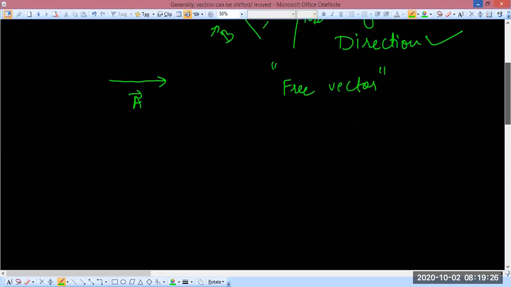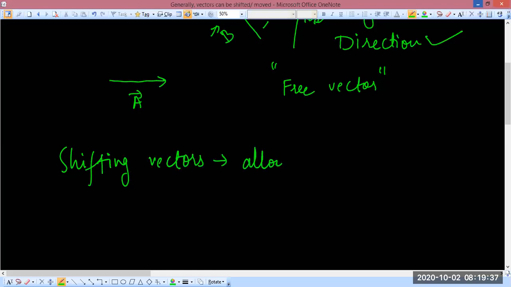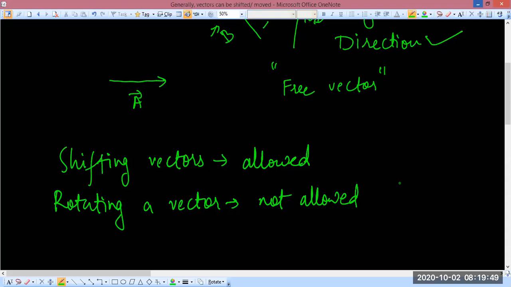So finally, we can understand this sentence. Shifting vectors is allowed, nothing changes. But rotating a vector is not allowed because it will change the vector. So please remember this: shifting a vector is allowed, rotating a vector is not allowed. Looks like only Saurabh is understanding all this. Others, is all this clear, or are you having questions?